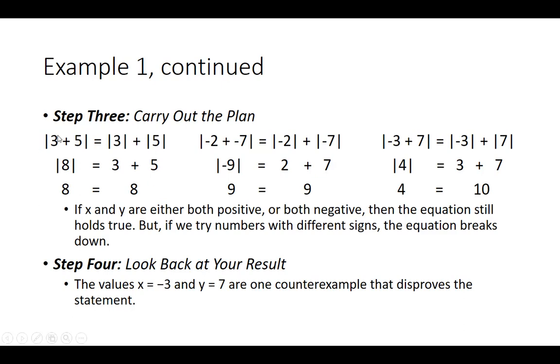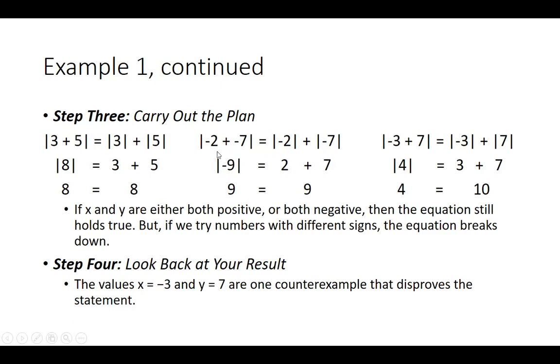So here, we're going to take a look at first the absolute value of 3 plus 5 equals the absolute value of 3 plus the absolute value of 5. This is an example where both are positive. We get the absolute value of 8 is equal to 3 plus 5. 8 equals 8. It holds when both numbers are positive.